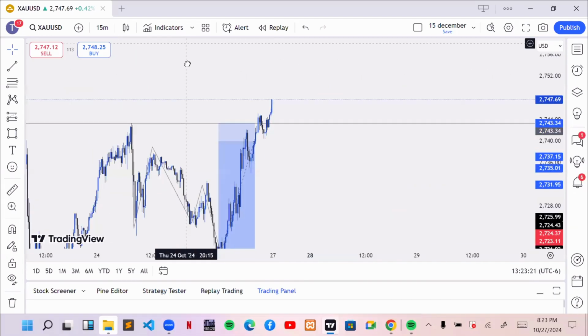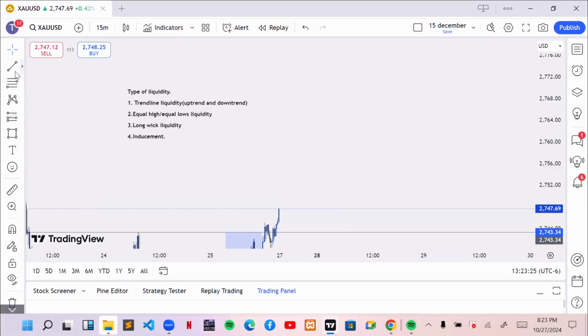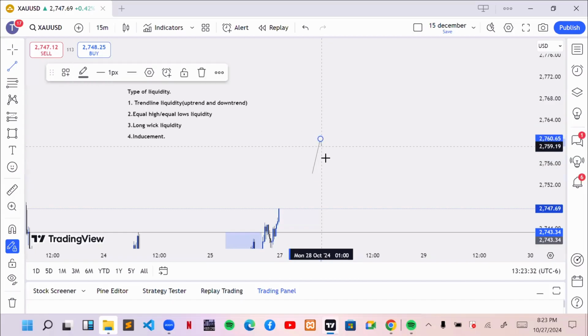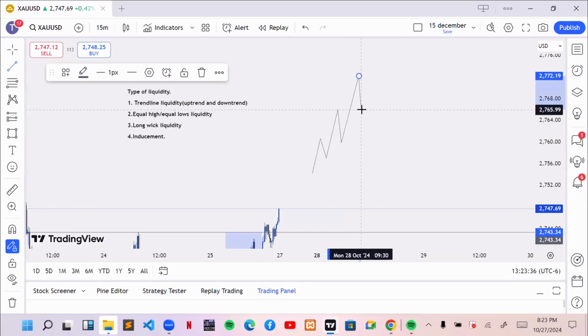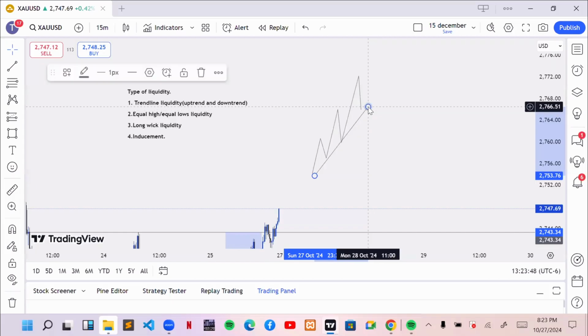What does this mean? It means for every trend there is, there's liquidity being accumulated on the opposite side of this trend. So if the market is on an uptrend, making higher highs and higher lows, higher highs and higher lows, on this downside there's liquidity being accumulated here. And one thing about liquidity is the market must eventually take out liquidity.